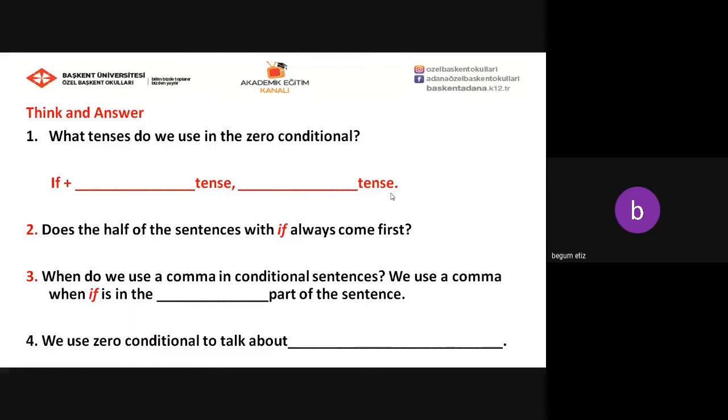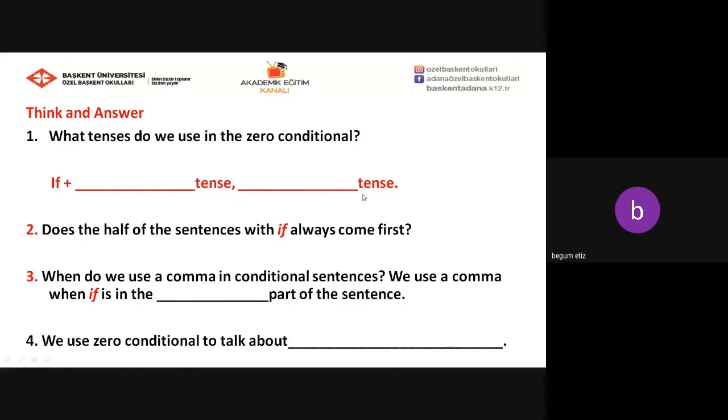Okay, now we're going to think and answer. As you see here, there are totally 4 questions. You just need to think and then answer them. Let's start with the first one. What tenses do we use in the zero conditional? If plus tense, comma, tense.